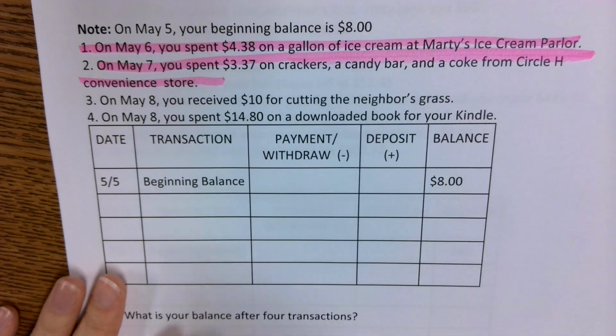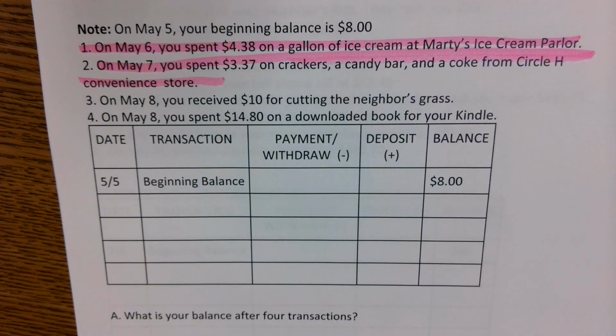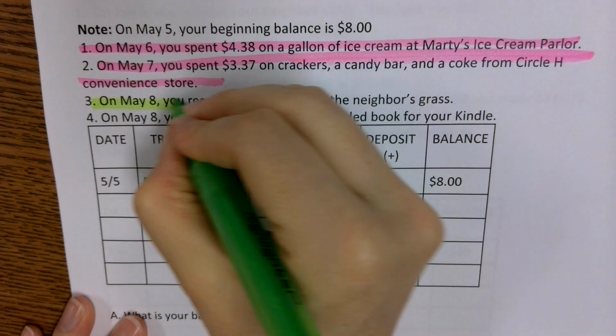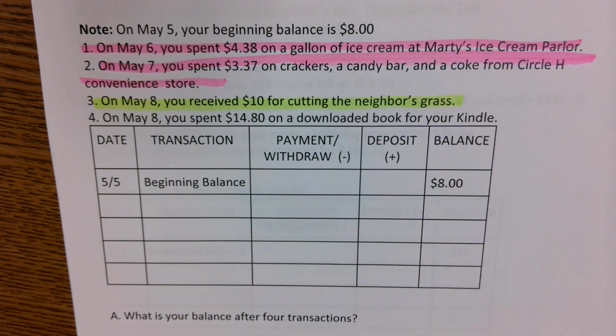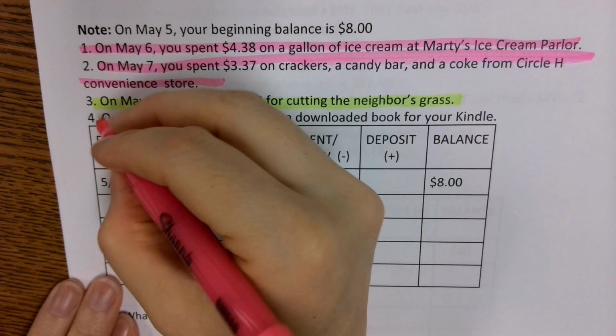And then on May 8th, you received $10 for cutting the neighbor's grass. Positive. Okay, so we're going to highlight that in green. May 8th, you spent $14.80 on a downloaded book for your Kindle. Negative, right?